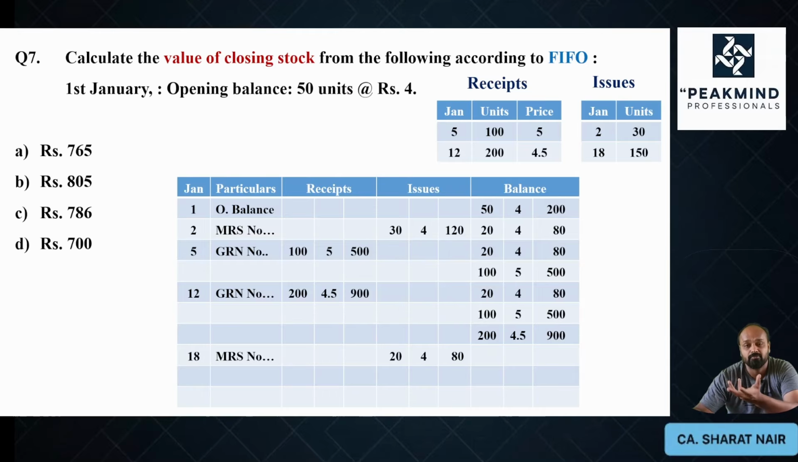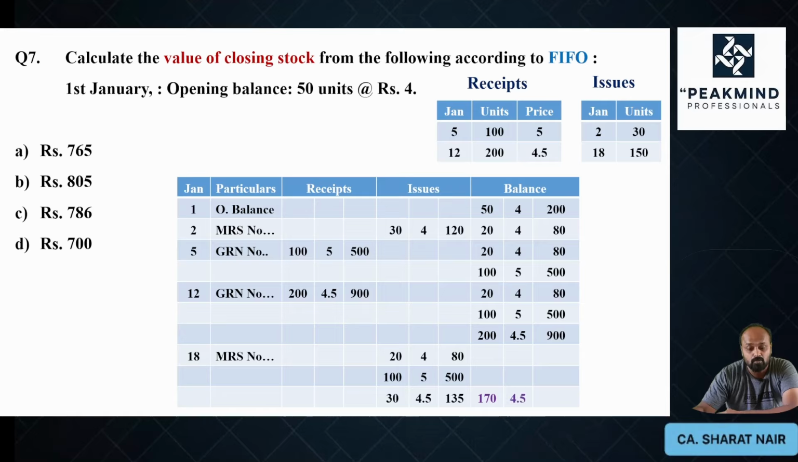Remaining, how many further items have to be removed? It is 130 quantity. For this 130 quantity, 100 quantity can be taken from the 5 rupees lot, and the remaining balance of 30 quantity will be taken from the 4.5 rupees lot. So the balance in my godown will be only of the price 4.5 rupee item.